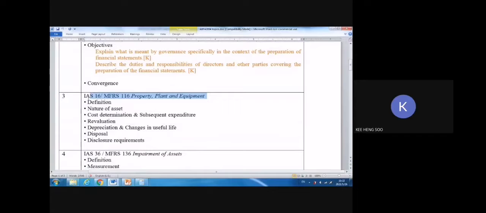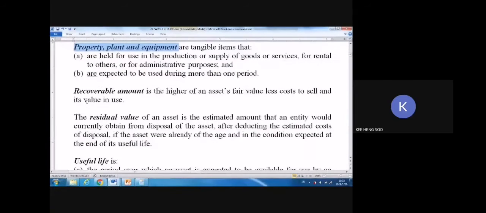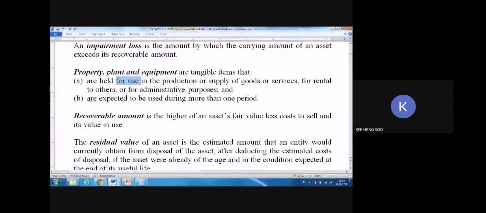Today, we are under IAS number 16, property, plant, equipment. The definition is you must use it. Kamu mesti menggunakan dia. Okay, you must use it. Held for use. For administrative purpose. You want to use it in the production or supplies of goods and services. Okay, you are going to use the machine. You're going to use a computer. You're going to use a lorry. You're going to use a van. You see, for administrative purpose.